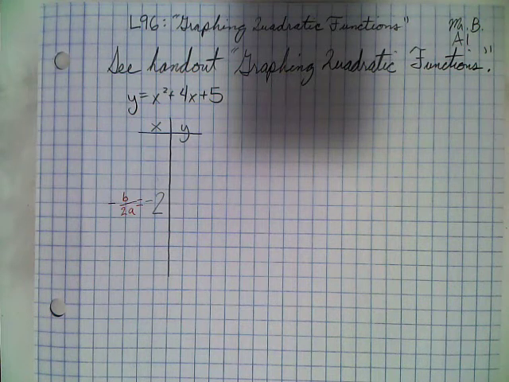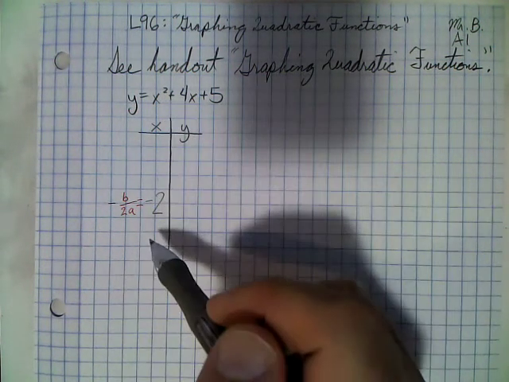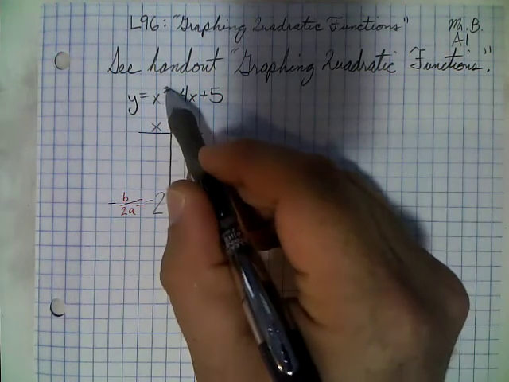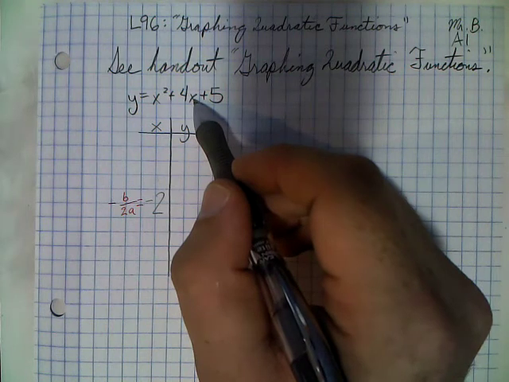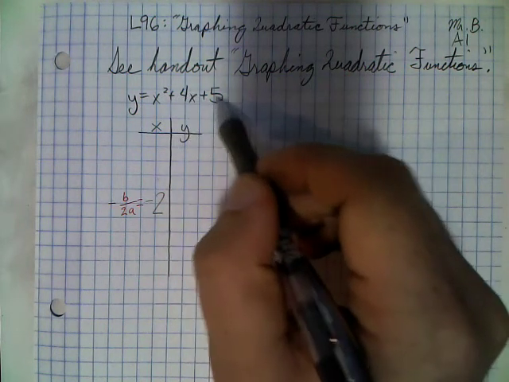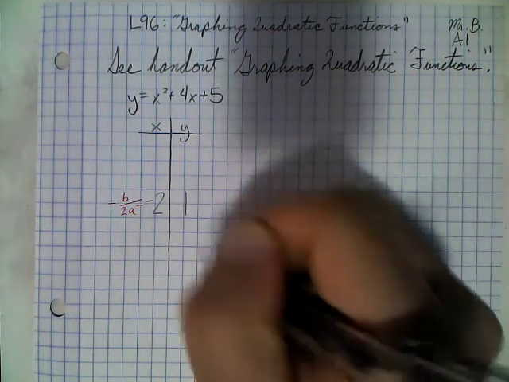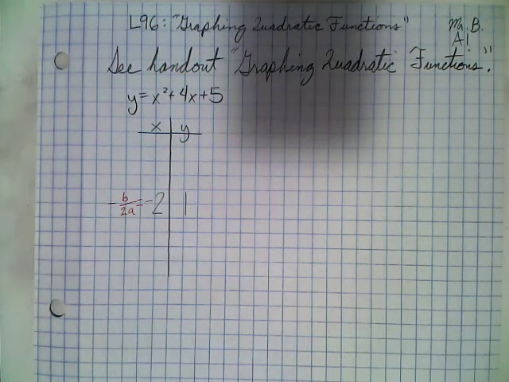To find the vertex, I'm now going to take this and plug it into my equation. A negative 2 squared would be a positive 4. 4 times a negative 2 would be a negative 8. So I'd have 4 plus negative 8. That gives me a negative 4. And then negative 4 plus 5 is a positive 1. So my vertex here is negative 2, comma 1.